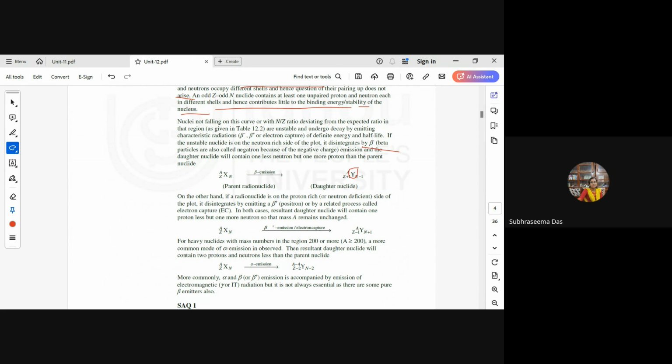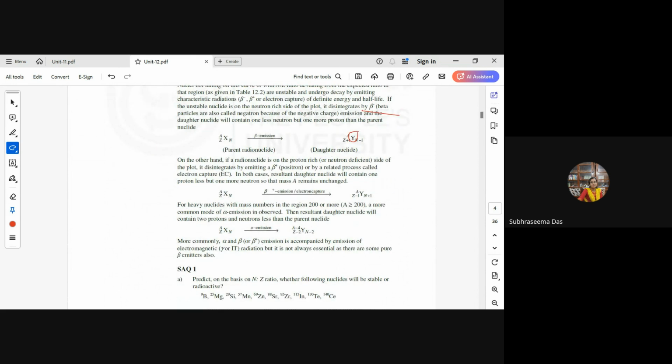On the other hand, if the nuclide is proton-rich, it disintegrates by emitting a positron, which is a beta plus, or by a related process, which is electron capture. In this case, with a beta plus emission, positron emission or electron capture, the parent nuclide X forms a daughter nuclide Y, where A remains the same, Z is decreased by one, and N is increased by one.